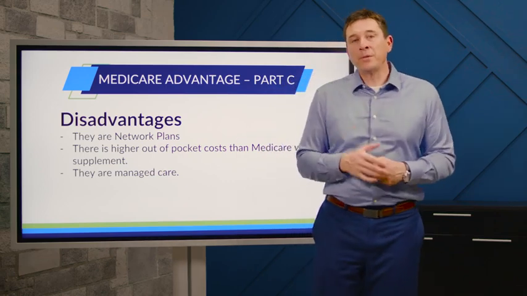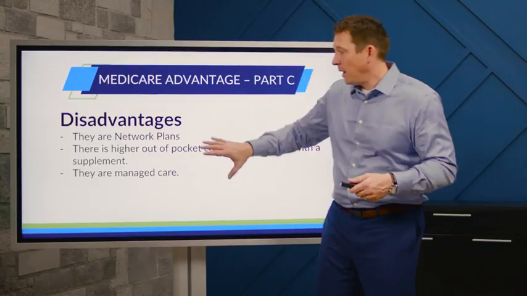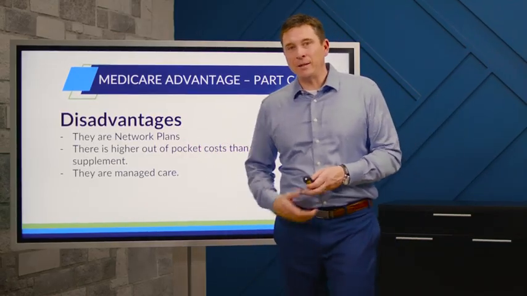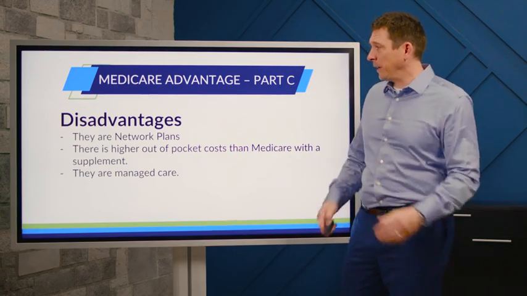So for example, if your doctor says you need to have a knee replacement, well, if you have an Advantage plan, that company can tell you, well, let's try 3 months of physical therapy before we approve the knee replacement surgery. Those are types of things you can deal with on the Advantage plan. So that's a disadvantage with the Advantage plans.